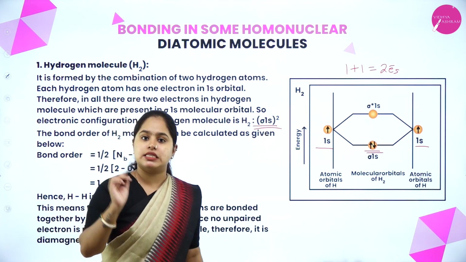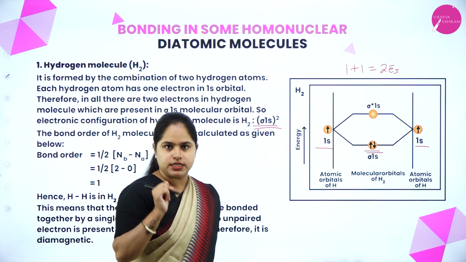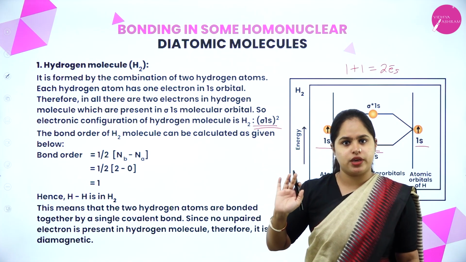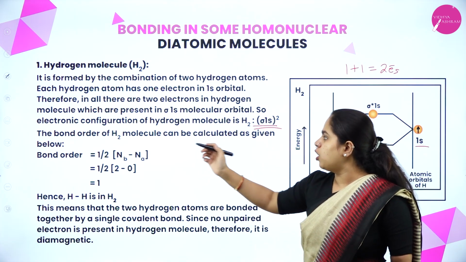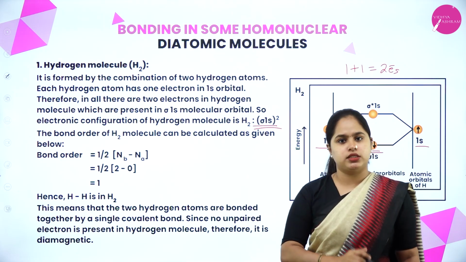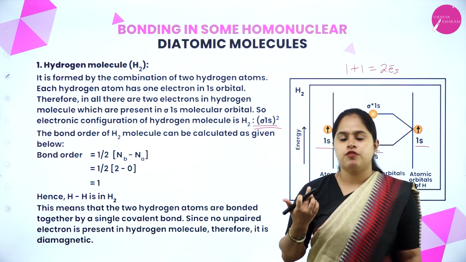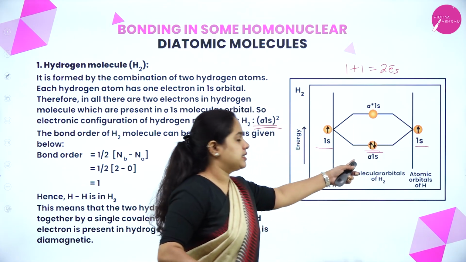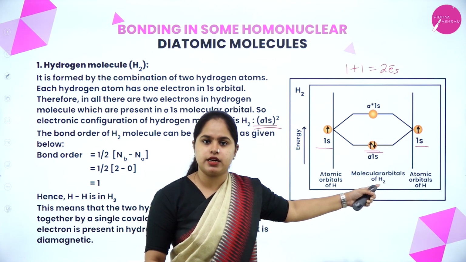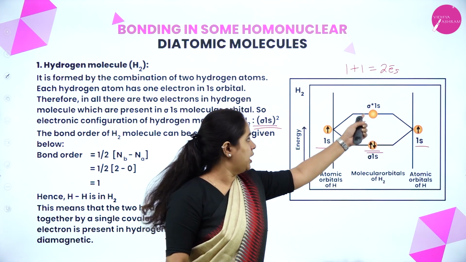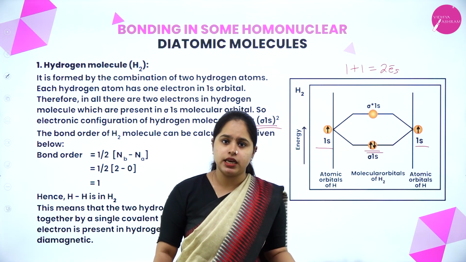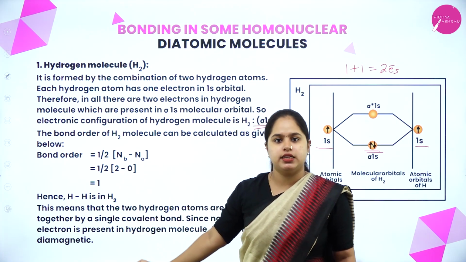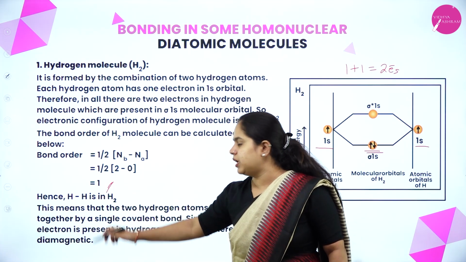So how do I represent sigma 1s2? This is the electronic configuration. I hope from where this sigma 1s2 came, it is clear for you. Now, the bond order for the H2 molecule can be calculated as given. We know the equation for finding the bond order. It is half of Nb minus Na. In this case, the number of bonding molecular orbital electrons is 2. In the anti-bonding molecular orbital, are there any electrons? No, it is 0. So it becomes half of 2 minus 0, that is 2 by 2, which is equal to 1.